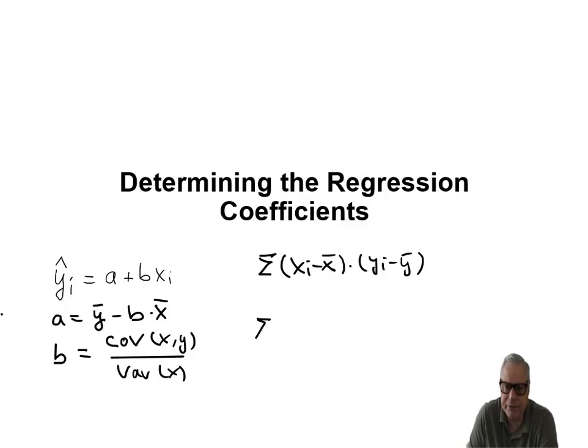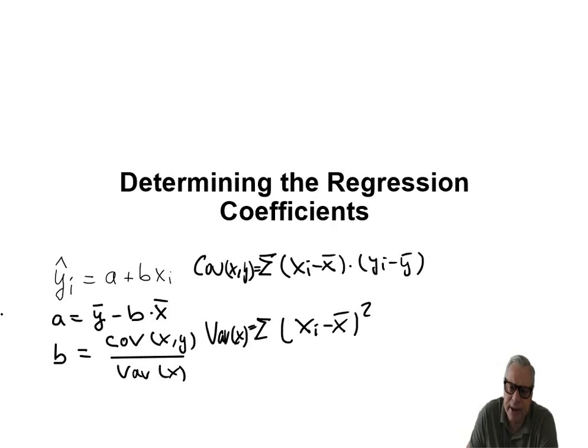Anyhow, this is the covariance of x and y, and the variance of x is, as I said, the squared deviation from the means. Again, we would have to divide by n minus 1 for the variance and n minus 1 for the covariance, but that will cancel out here. Okay, so now let's move to the derivation.